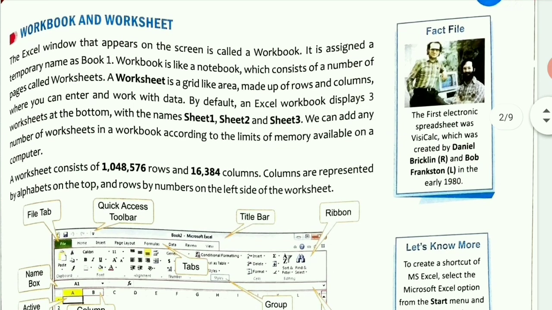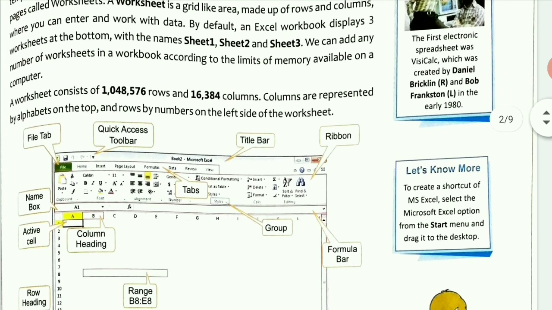Now, what is workbook and worksheet? Children, whenever you create a new file in MS Excel, it is called workbook, and one workbook contains 3 sheets and it is called worksheet. A workbook is like a notebook which consists of a number of pages called worksheets. By default, a workbook contains 3 sheets and its names are sheet 1, sheet 2 and sheet 3. We can add any number of worksheets in a workbook according to the limits of memory available in a computer or according to need.